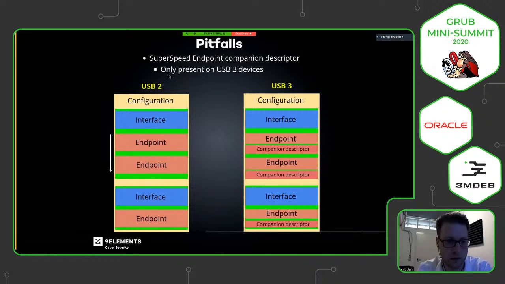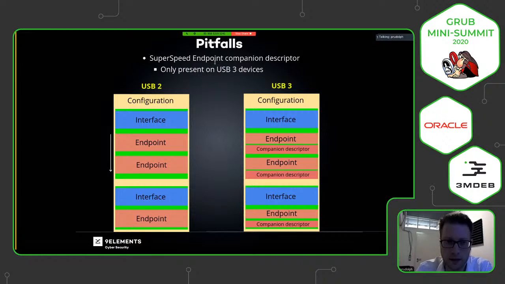And in USB 2, there's a continuous list of endpoint descriptors, as you can see on the left side. So the code was only looking for the first endpoint descriptor and then assumed that all other endpoint descriptors follow. And because they have the same size, it's quite easy to iterate over them.